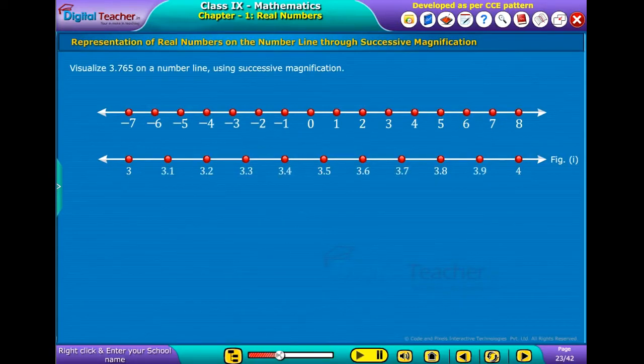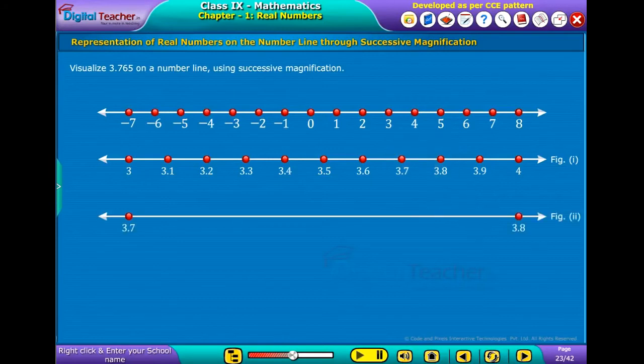Now look at the portion in between 3.7 and 3.8 using a magnifying glass and realize that 3.765 lies between 3.7 and 3.8 as shown in figure 1. So, let us now divide this portion into 10 equal parts and represent them as 3.71, 3.72, and so on up to 3.8 as shown in figure 2.